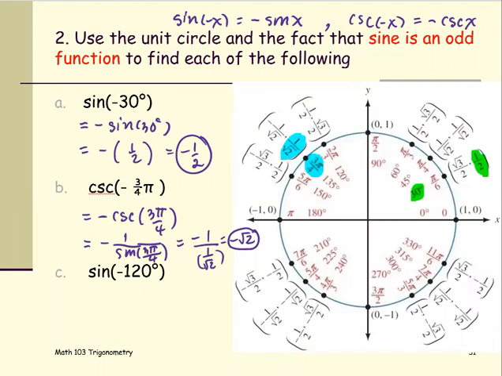The last one, sine of negative 120 degrees. Since sine is an odd function, sine of a negative angle is the same as negative sine of 120 degrees. We're going to look at the position where the angle is 120 degrees. 120 degrees is in the second quadrant, and we look at the second coordinate. That means negative sine of 120 degrees is negative of the value square root 3 over 2. And this is our answer.